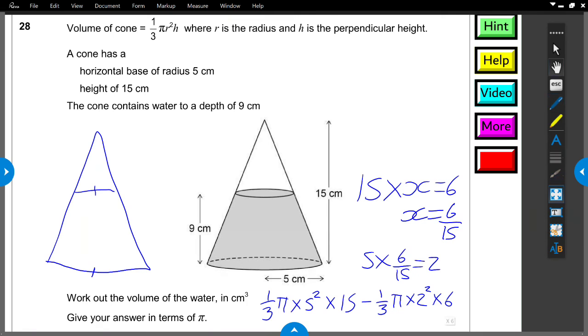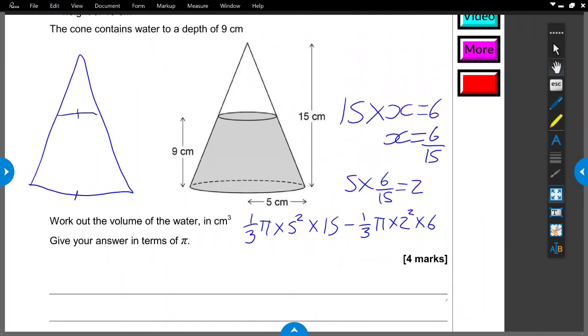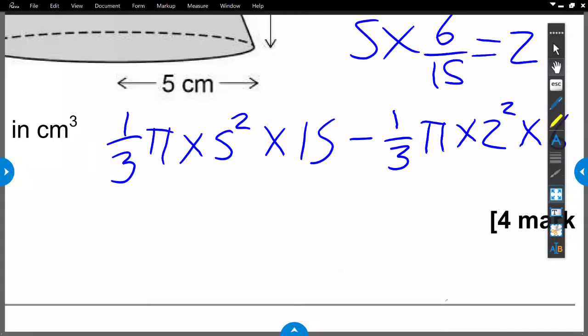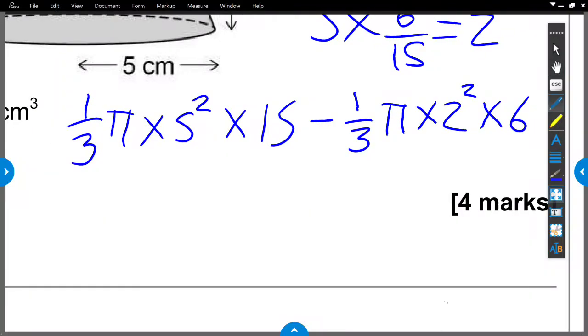Okay, we've got all the algebra we need now. We don't need that diagram anymore. We can now just delve into what this is and simplify this down. So a third of pi times 5 squared, that's 25. Now, rather than doing 25 times 15, I'm going to do 1/3 times 15, which is 5. So I get 25 times 5. 25 times 4 is 100, so add another 25, we get 125.